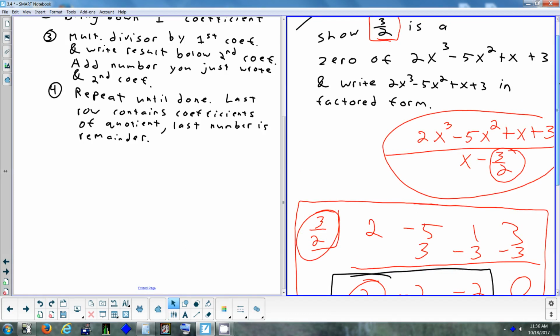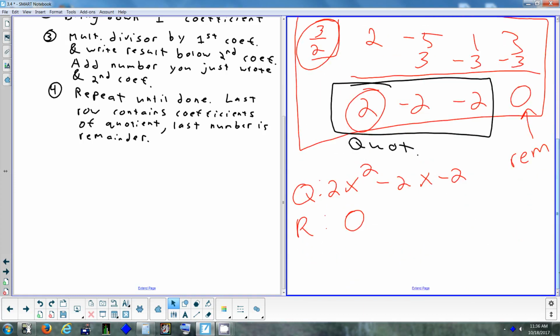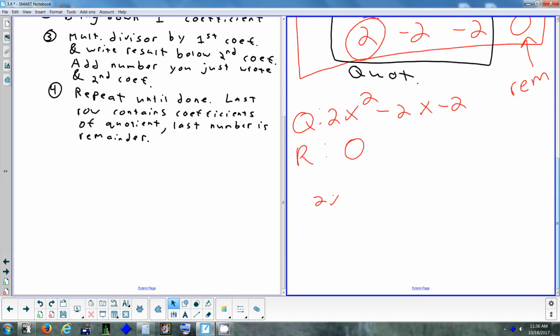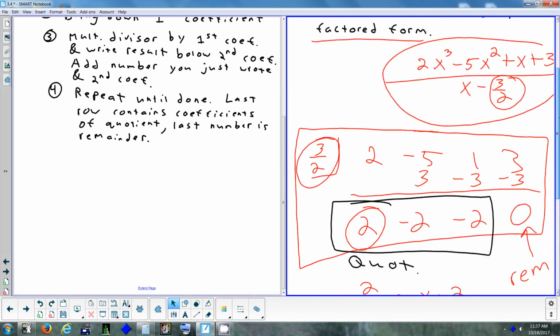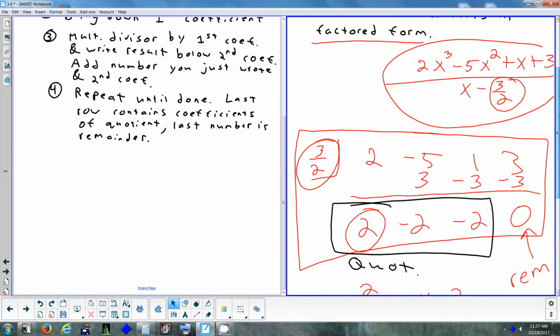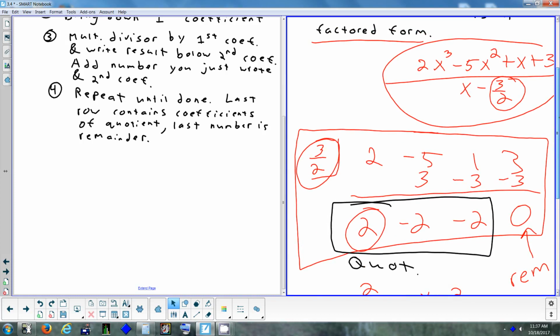Now, the other thing it said to do was to show that that was a root. Well, I showed x minus 3 halves as a factor because it had a remainder of 0, so I've done that. Now, they want us to factor it. 2x cubed minus 5x squared, that original problem. What do we already know is definitely a factor of that from what we just did? The quotient that we had before.